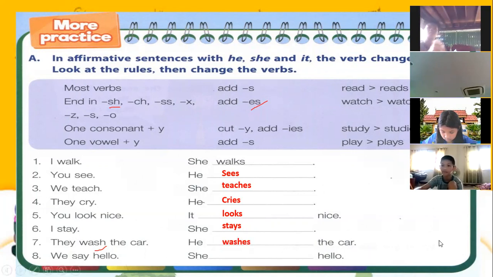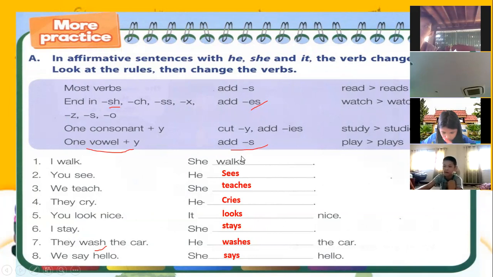Now, the last sentence we have, we say hello. So she says, are we going to use S or ES? ES. Yes. You can see here before Y, the vowel A. Here you see vowel plus Y. What are we going to add? S. Right, so she says hello.